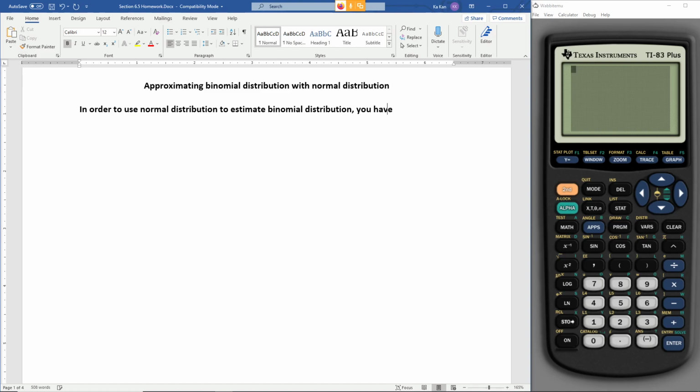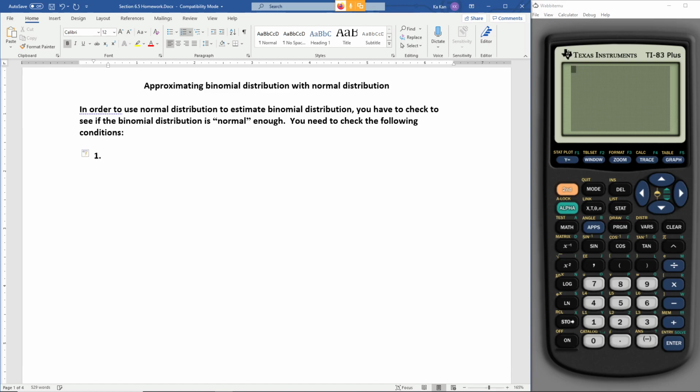you have to check to see if the binomial distribution is normal enough. Meaning, does the sample size and the probability at least mimic a little bit of the bell curve shape? So how do we know that? You need to check the following conditions.